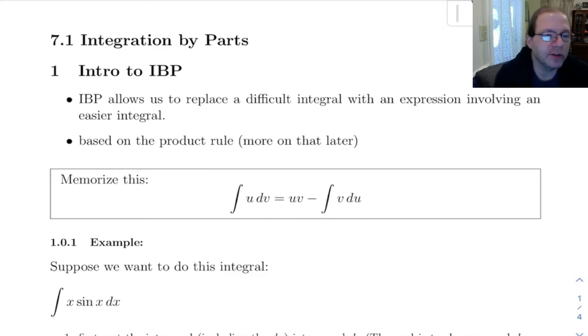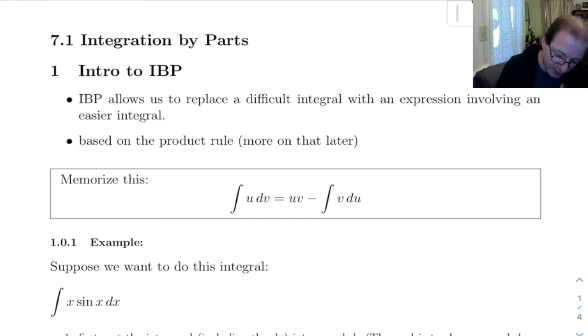We're starting chapter 7 here, and most of chapter 7 is about different techniques for evaluating integrals. We've already seen one technique, u substitution. The next one we're going to look at is integration by parts, which I'm going to refer to as IBP, and let's get started with it.